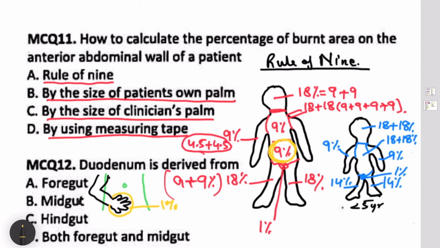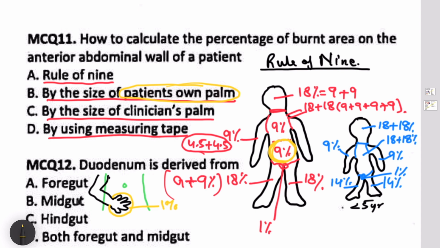Because the clinician may be different each time, the clinician touching and investigating the same patient might differ. So it's always preferred to use the criterion of the patient's own palm, which is the criterion for measuring a small area on the reachable parts of the body. If the burn area on the reachable parts of the body is smaller in size, you can easily measure it by asking the subject to place their own hand on it to calculate the approximate area of burn.